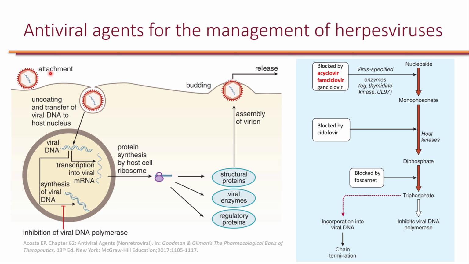And just to show you the life cycle of herpes viruses, these are DNA viruses. Once they attach to the target epithelial cell, they will go inside, and because they're DNA viruses, they need to go inside the nucleus in order to replicate. They will replicate inside the nucleus, and then come outside with their other protein products, assemble into a virion, and then be released and infect the next cell.